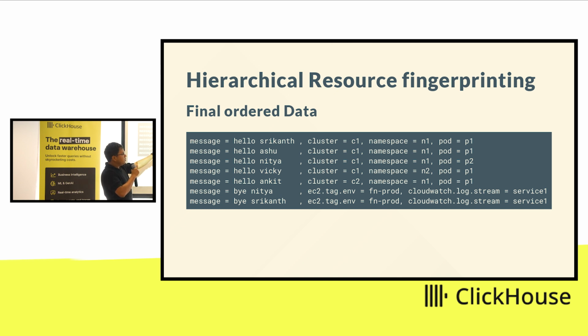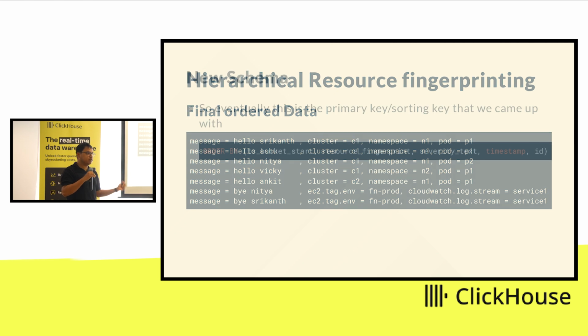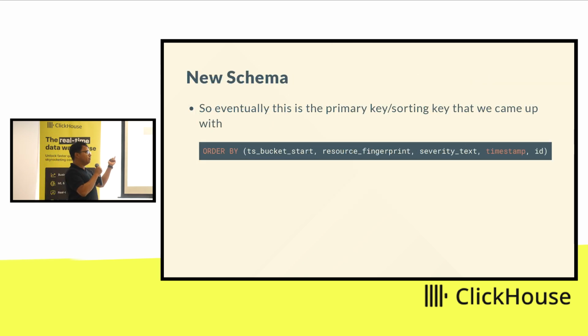And for the same cluster, for different namespace, it will be below that. So that's how we basically model our resource fingerprinting in such a way that we don't need to modify the primary key, and then we can basically update our hierarchy to make sure that we support clubbing of data from different sources. Yes, and this is what the final order by looks like.